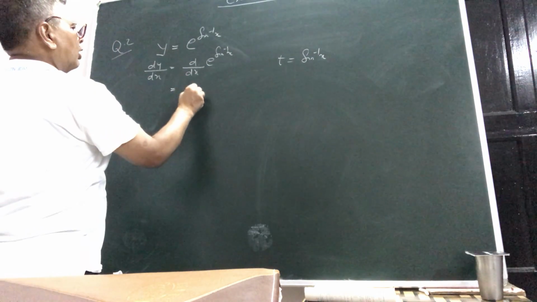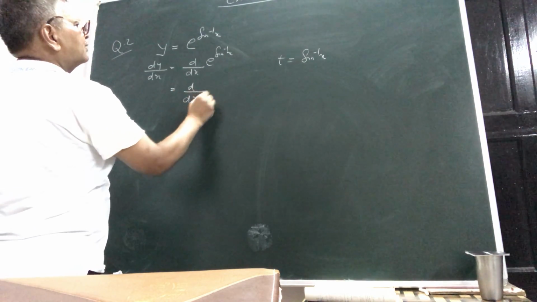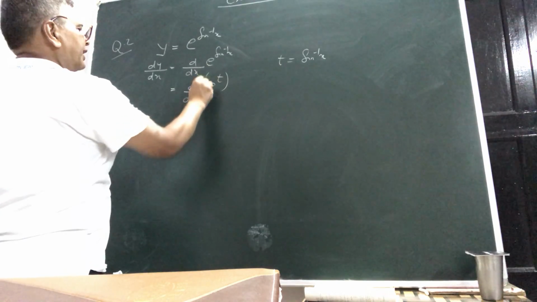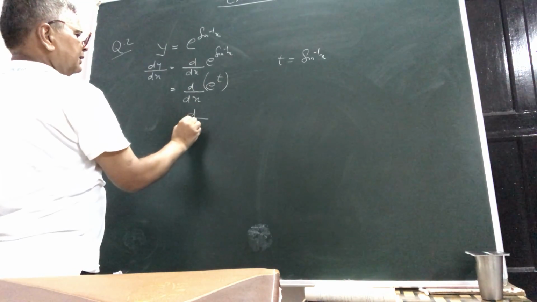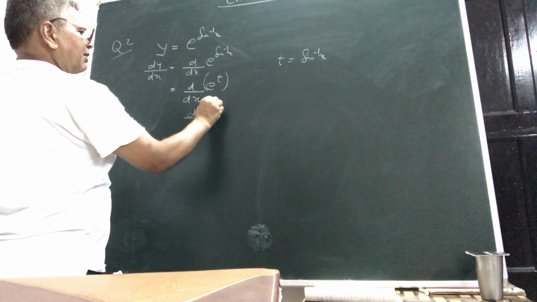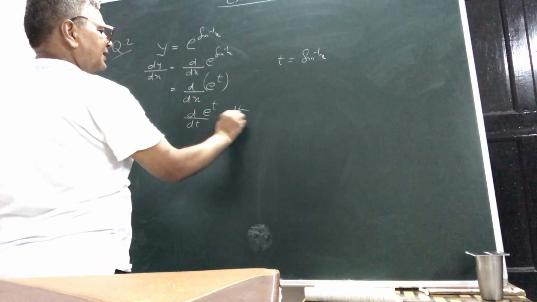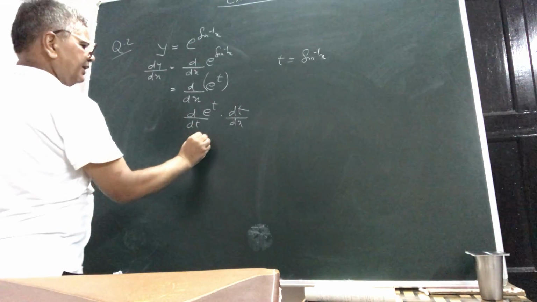So this thing becomes what? d upon dx of e raised to power t. Okay, and therefore by this you can write e raised to power t into dt by dx. Okay, and this is what? e raised to power t.